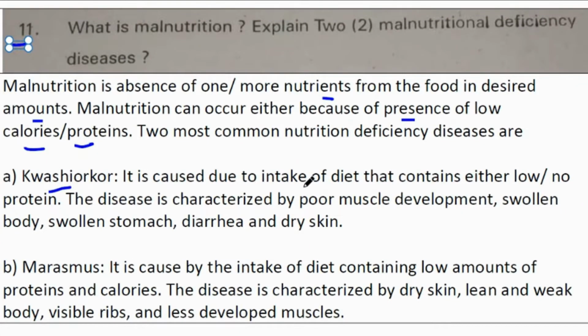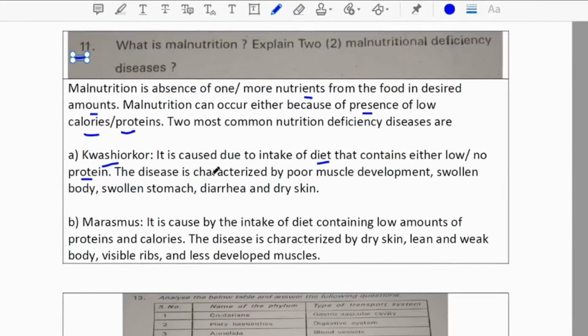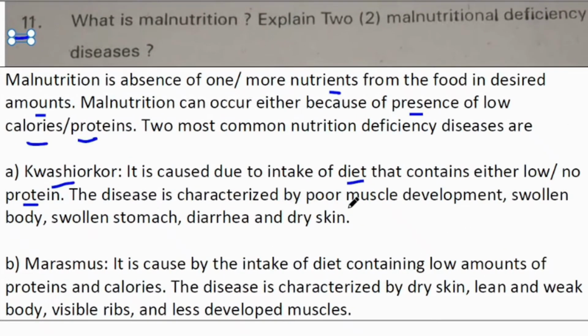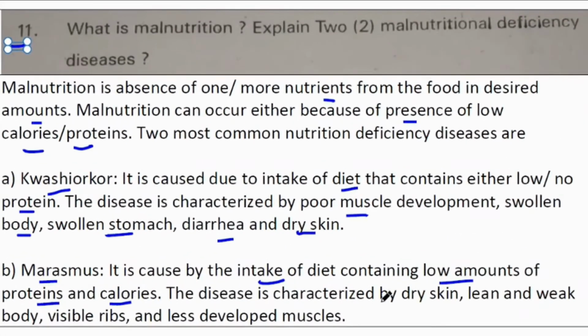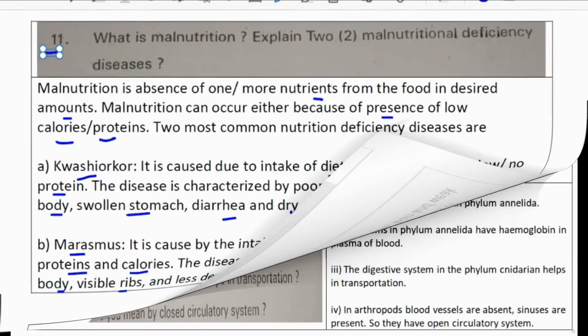Kwashiorkor. It is caused due to intake of a diet that contains either low or no protein. The disease is characterized by poor muscle development, swollen body, swollen stomach, diarrhea, and dry skin. Marasmus. It is caused by the intake of a diet containing low amounts of proteins and calories. The disease is characterized by dry skin, lean and weak body, visible ribs, and less developed muscle.